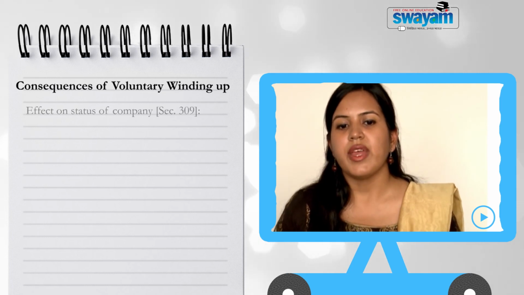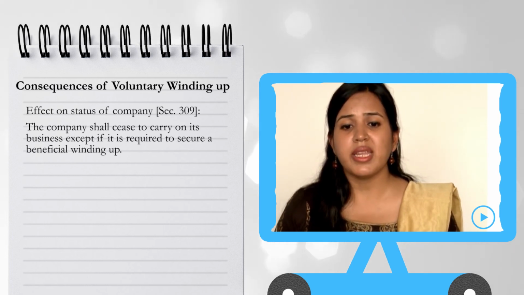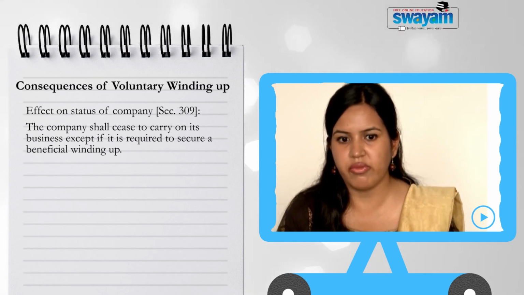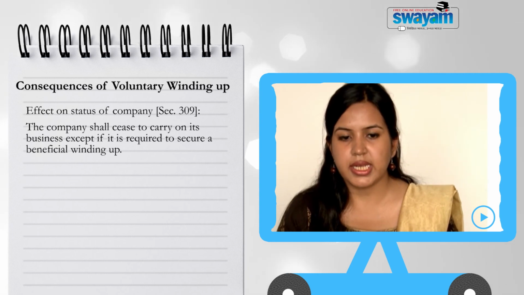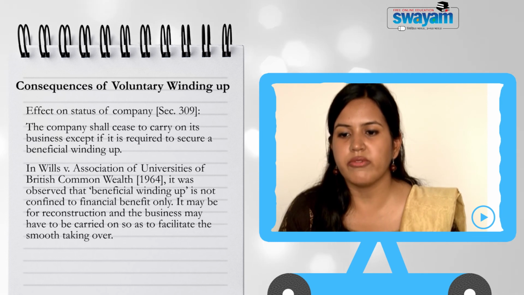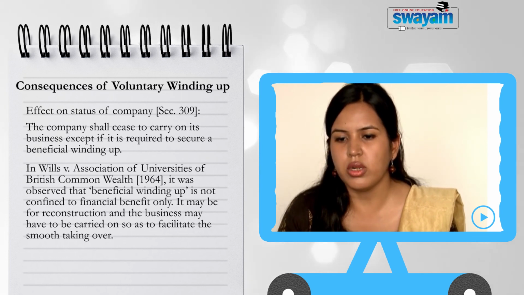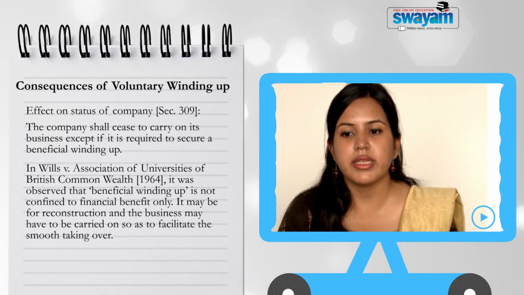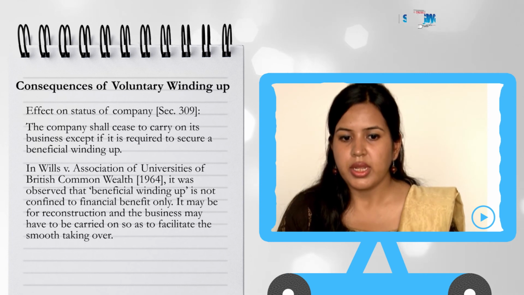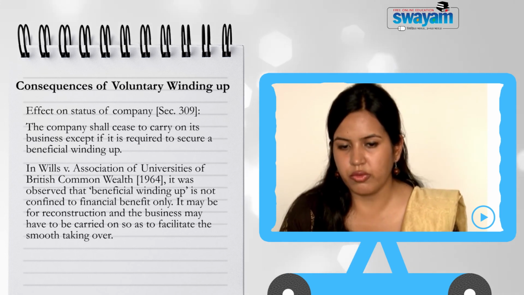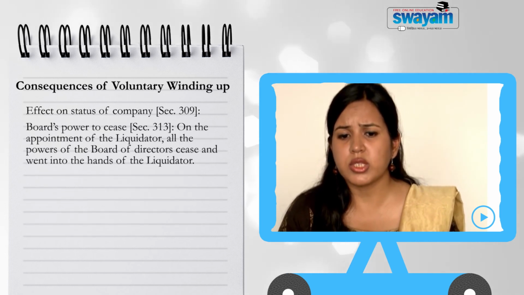First is the effect on the status of the company. The company shall cease to carry on its business except if it is required to secure a beneficial winding up. There is a case, Wills versus Association of Universities of the British Commonwealth, of 1964. It was observed in this case that beneficial winding up is not confined to financial benefit only. It may be for reconstruction, and the business may have to be carried on so as to facilitate the smooth taking over.